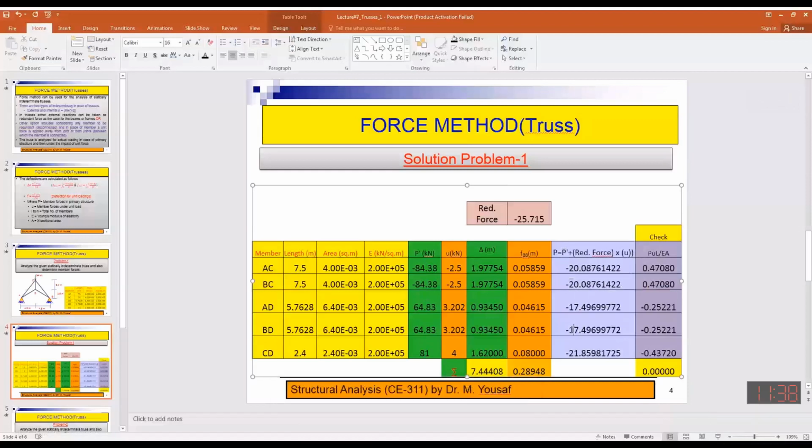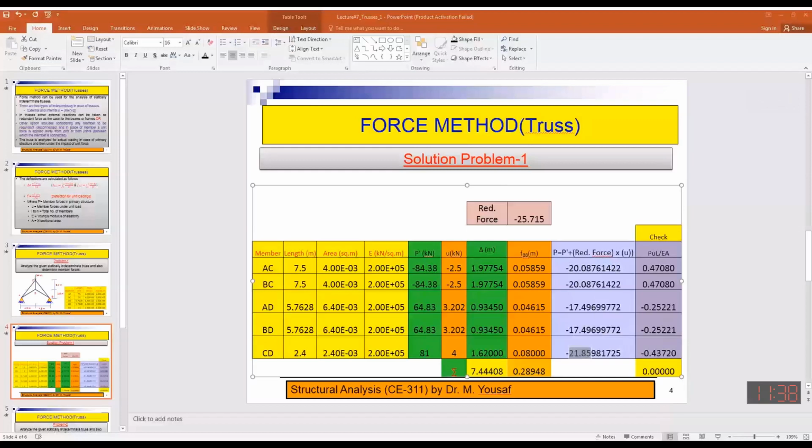Will be 17, this will also be 17, and this will be 21. Sir, please repeat. Yes, go ahead. Sir, in this P minus P dash minus plus redundant force into U, which P is it? Okay, I will tell you.